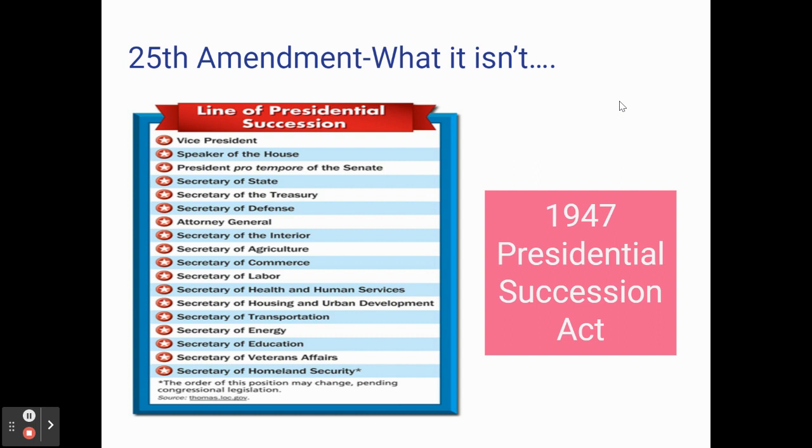And then after that, it's the order of the cabinet positions in the order of their creation, not the order of their importance. So the first four cabinet positions under President Washington were State, Treasury, Defense, and then the Attorney General, who leads the Department of Justice. Those are the first, and then it goes all the way down to the Homeland Security Director, who serves as the head of a department that basically was founded after 9/11 as a response to that. So that's not what the 25th Amendment is. This is an order created by the 1947 Presidential Succession Act.